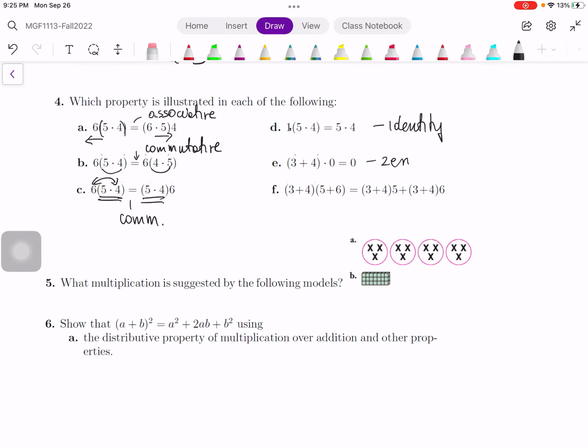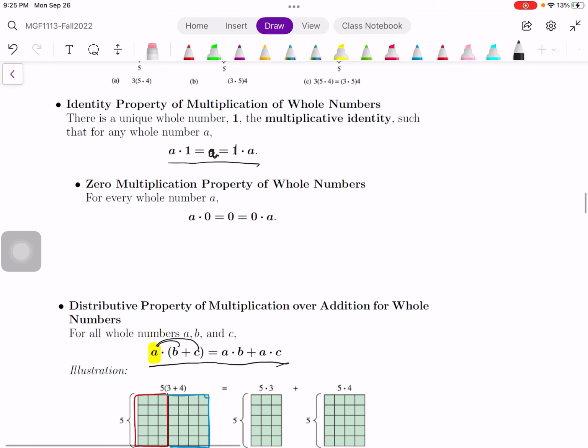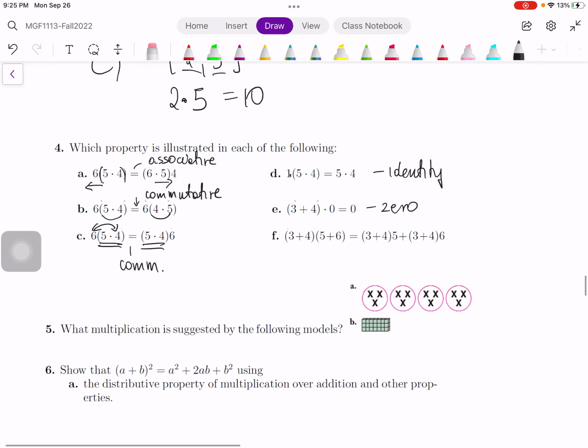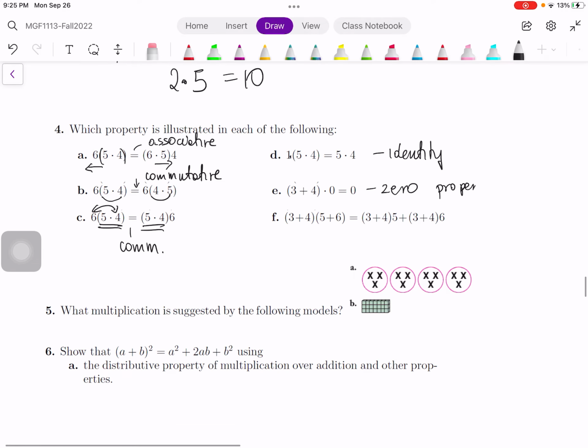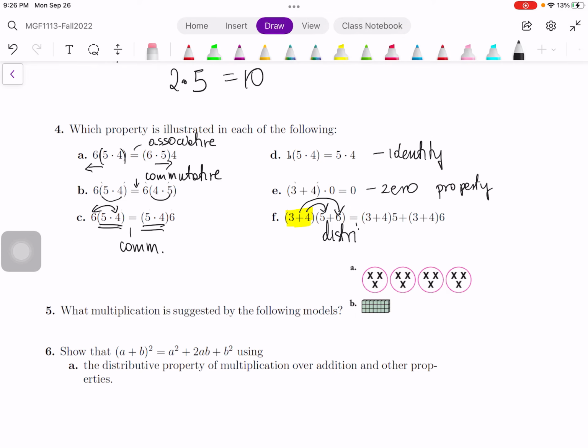This is zero. Let me make sure that I call it the same as in the book. Zero multiplication property. So zero property of the multiplication. Basically that says that multiplication by 0 is 0. And well, what about this one? This one, we grab 3 times 4 right here, and we distributed it, first multiplied by 5 and then multiplied 6 by it. So this is distributive property of multiplication over addition, right? Distributive property.